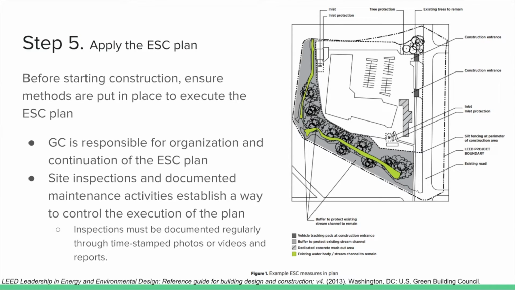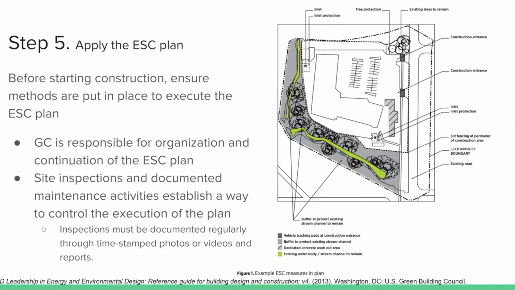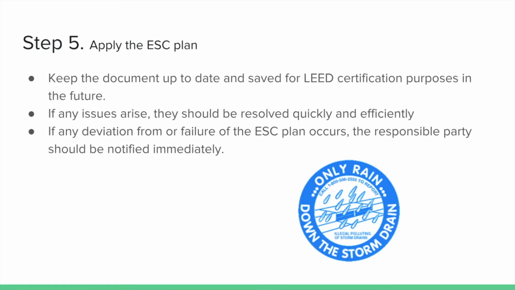The picture on the screen is an example of ESC measures in a plan. So you have inlet protection, tree protection, just things in general that will help better the construction site. You want to keep the documents up to date and saved for LEED certification purposes in the future. If any issues arise, they should be resolved quickly and efficiently. And if any deviation from or failure of the ESC plan occurs, the responsible party should be notified immediately by anybody on site. And one of the reasons that everything is going into the ESC plan is to keep only rain going down the storm drains.